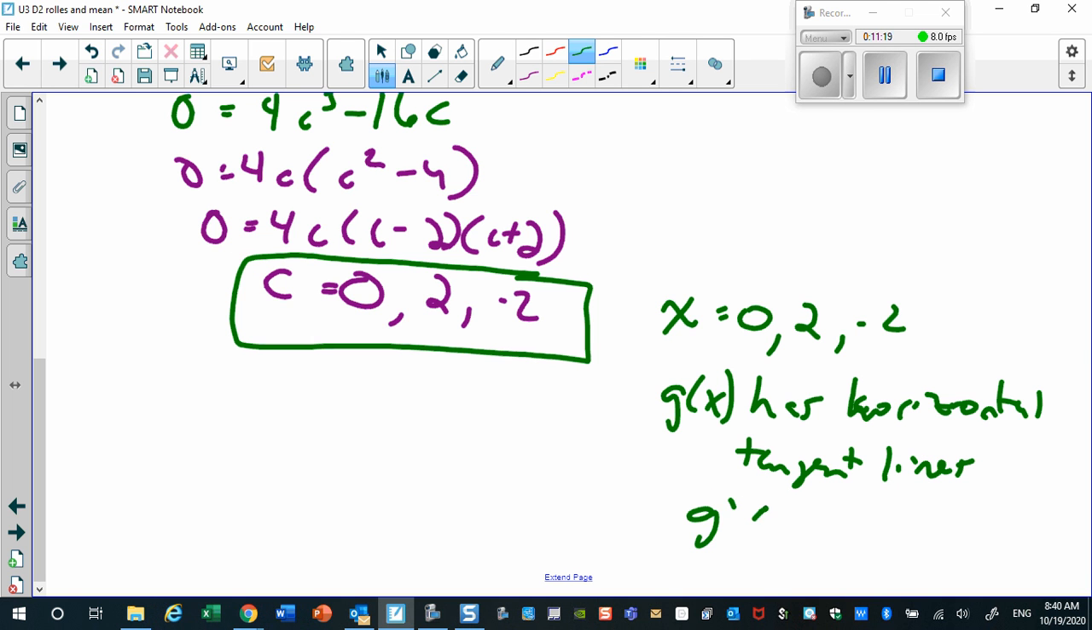Or g prime of x equals 0. That's what Rolle's theorem says. Literally, that's all Rolle's theorem says. If you can guarantee that f of a and f of b are exactly the same, then I guarantee that you have a c between a and b such that f prime of c is equal to 0.